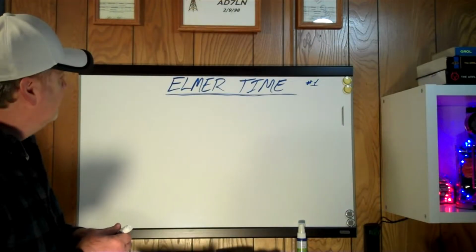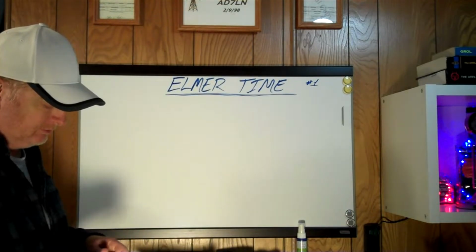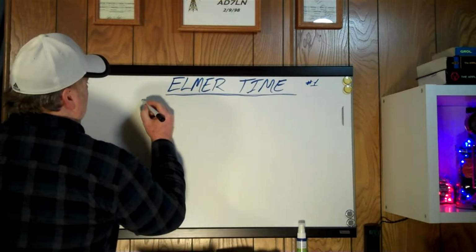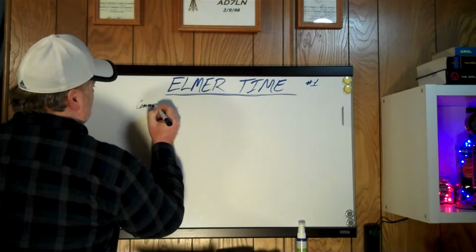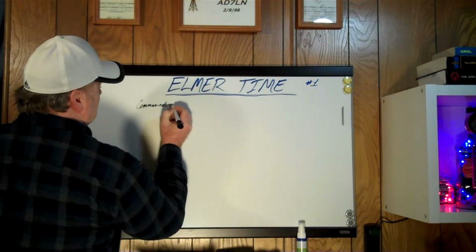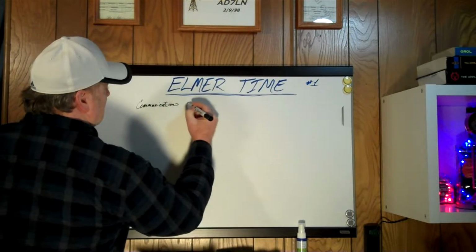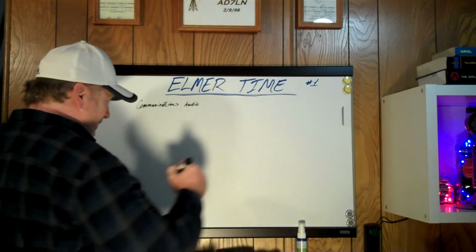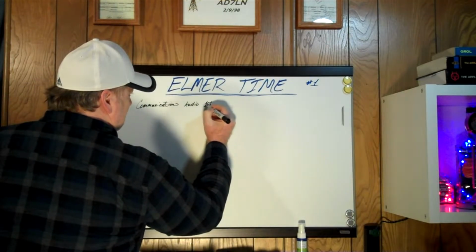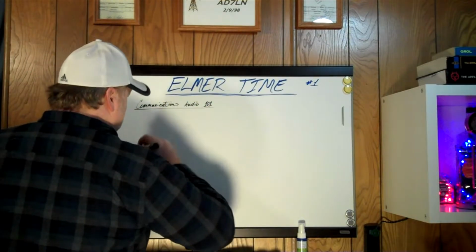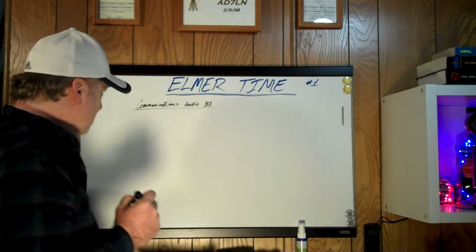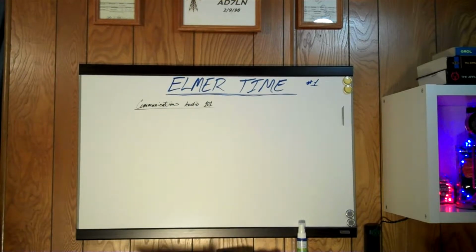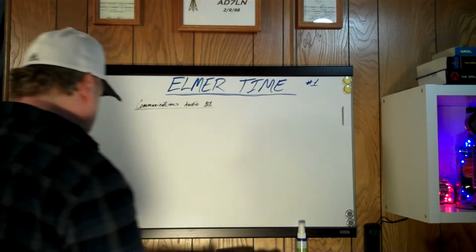We're going to start off the Elmer Time with something really easy. Let's start off with communications audio. We'll just touch on a couple of things, maybe three things, and we'll go from there. How are we looking on camera? Can you read that all right? Is that penmanship a little small? I may have to go a little larger here.